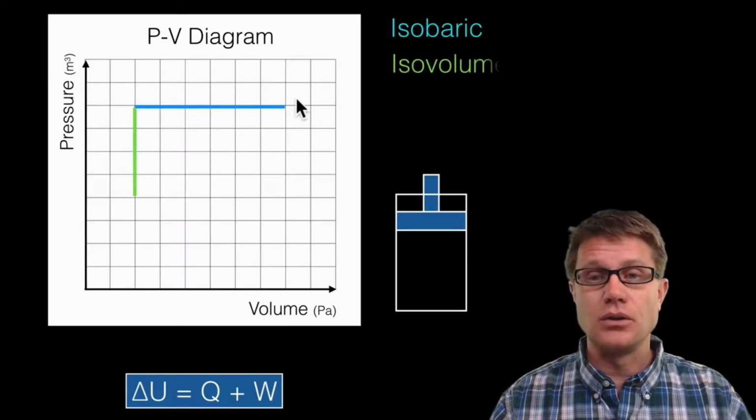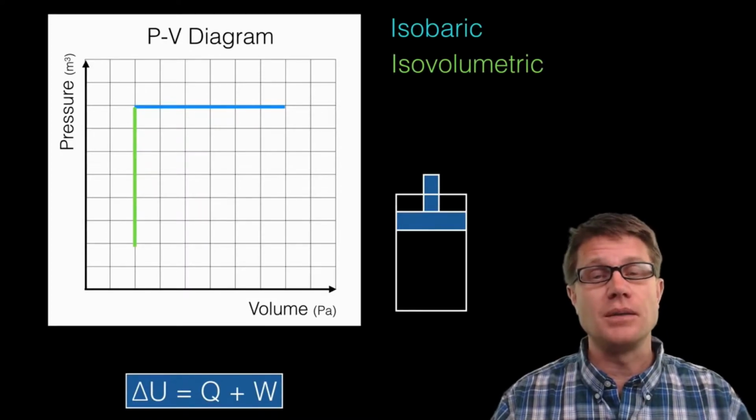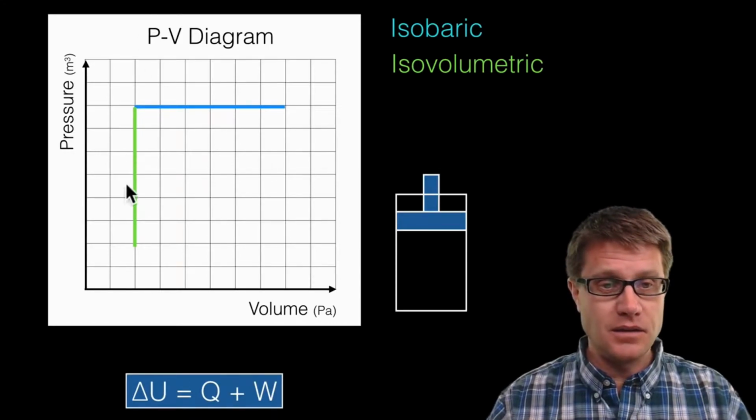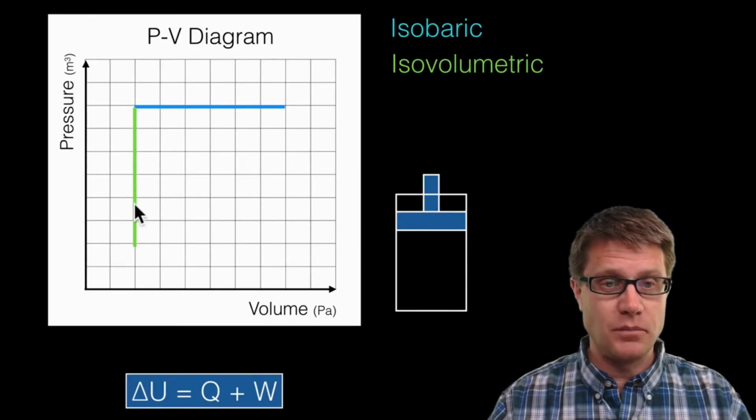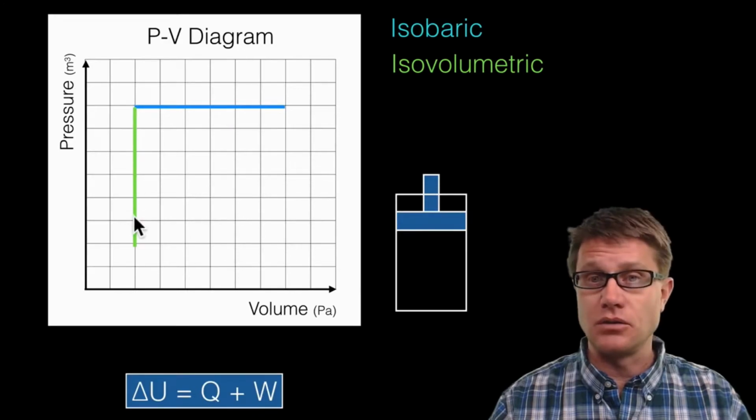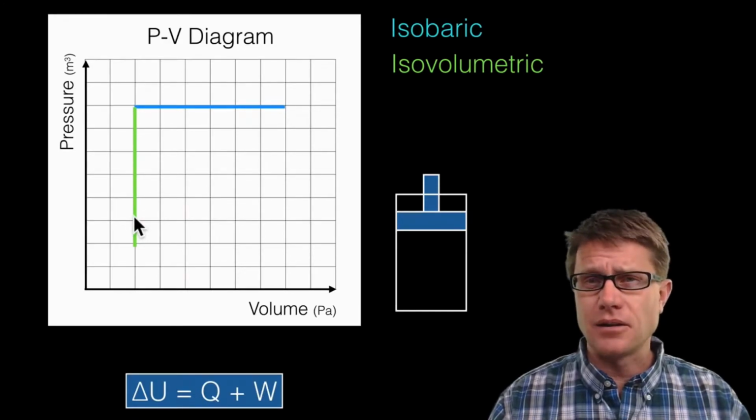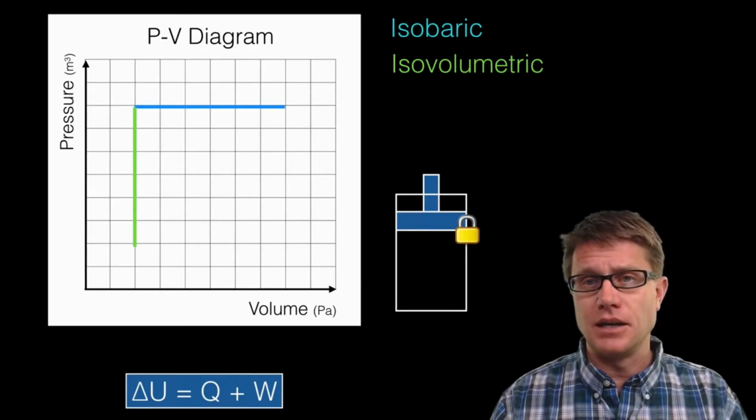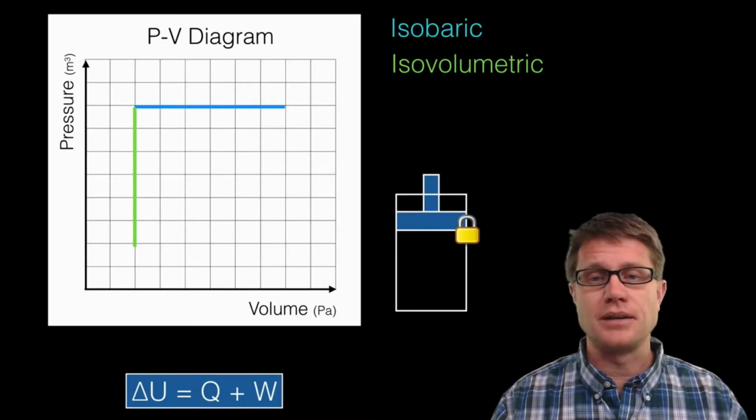What else could we do? We could do isovolumetric. What does that mean? We're going to keep the volume the same. You can see the volume is always the same, so it's just going to move back and forth on here. We're going to increase or decrease the pressure. What would that look like? Using our piston, we're going to lock it in place. Now we can add temperature, or we could pull that temperature out.